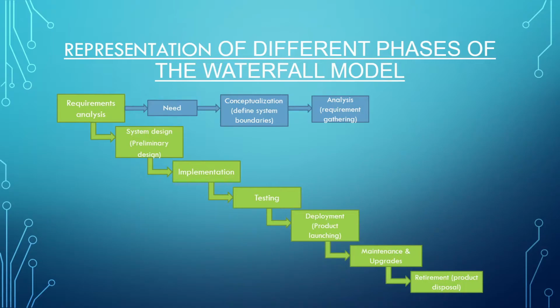The following illustration is a representation of the different phases of the waterfall model. They are requirement analysis, which comprises need, conceptualization, analysis. Next is system design, implementation, testing, deployment, maintenance and upgrades, retirement. Requirement analysis: during this phase, all the possible requirements of the system to be developed are captured and documented in a requirement specification document. The documents are reviewed and signed off, after which the project moves into system design.